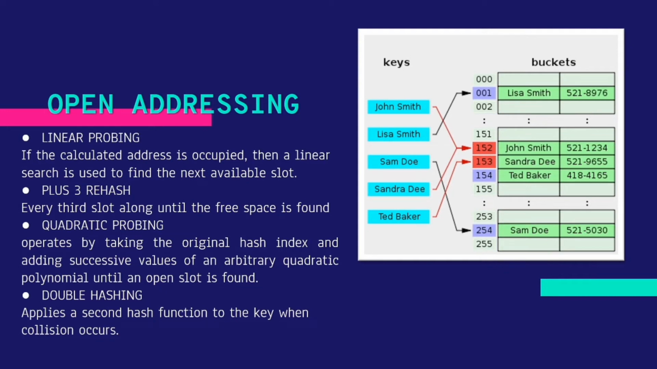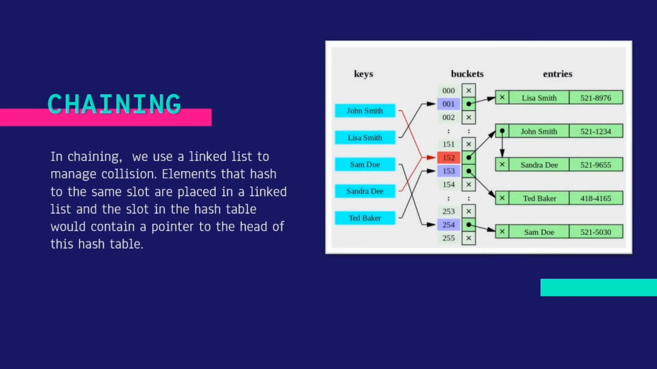So another way to deal with collision is known as chaining. In chaining, we use a linked list to manage collision. Elements that hash to the same slot are placed in a linked list, and the slot in the hash table would contain a pointer to the head of this linked list. For instance, this is the example that we had earlier, right? Okay, so we have here another specified hash table. We have John, Lisa, Sam, Sandra, and Ted.